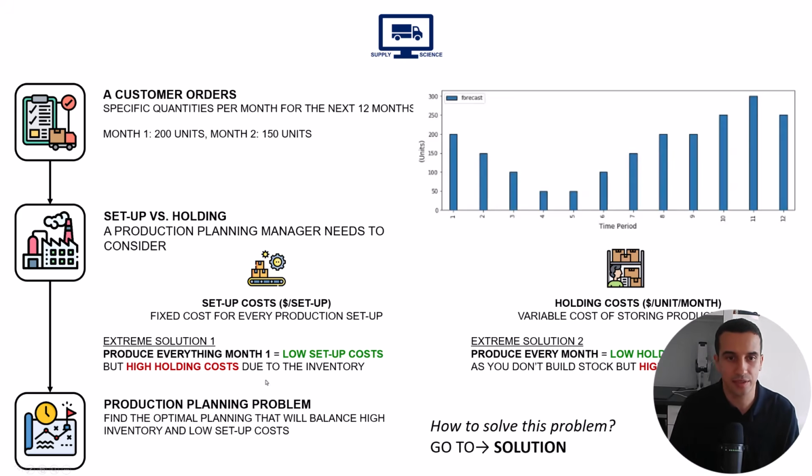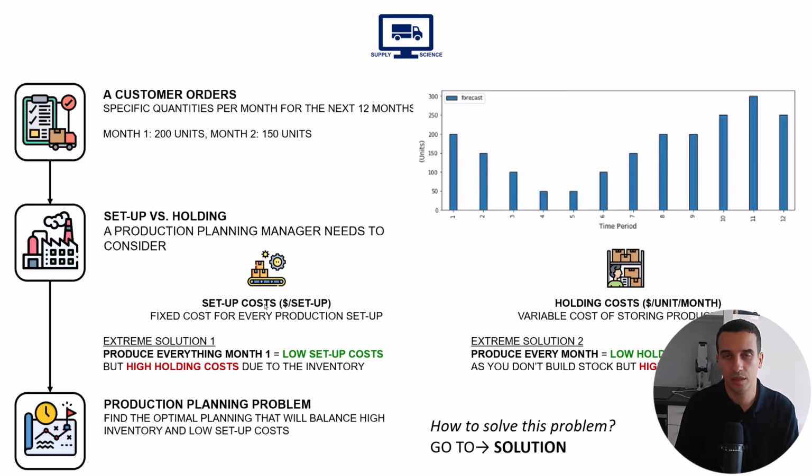The first one is the setup cost. Factories are organized in batches. Every time you have a batch, you have to set up the production line, and you are producing a certain quantity, and then the production line is stopped.